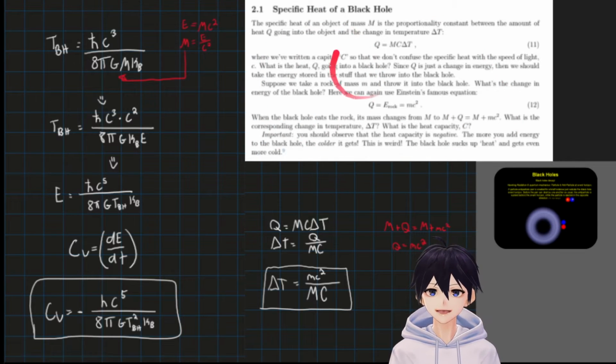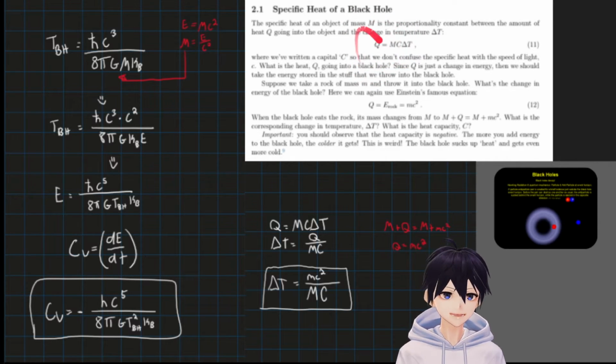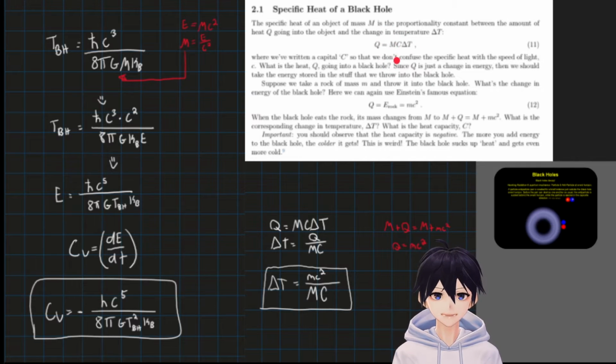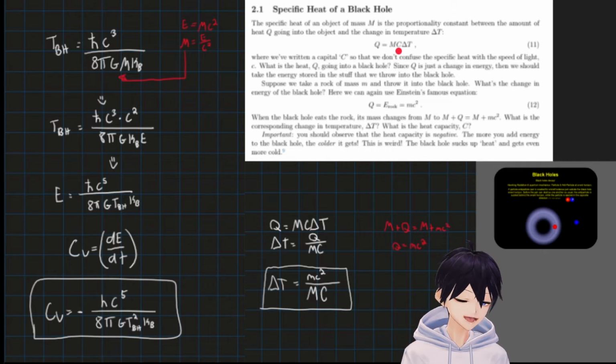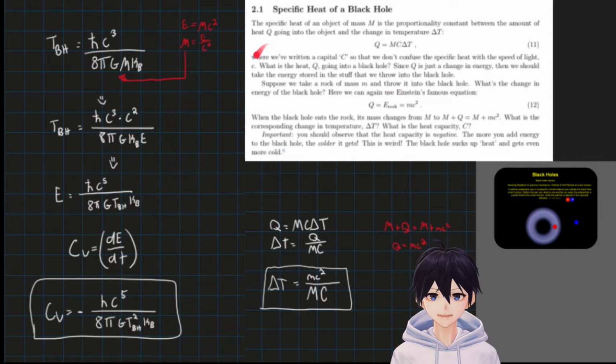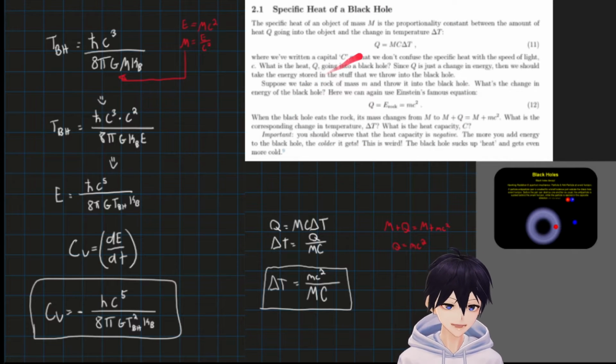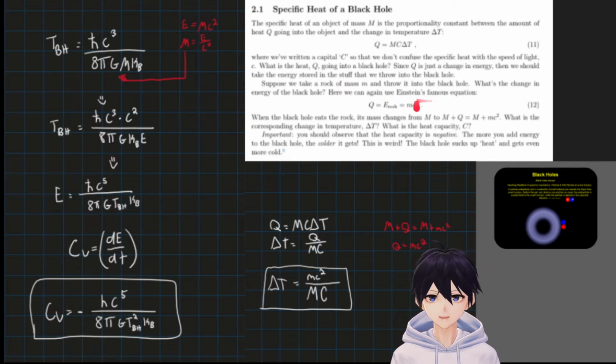So first it gives us Q equals mc times the change in T, where Q is the heat that goes into the system, M is the mass of the black hole, C is the heat capacity of the black hole, and T is the change in temperature. And it also points out that big C is the heat capacity and little c is the speed of light, and to not get that confused.